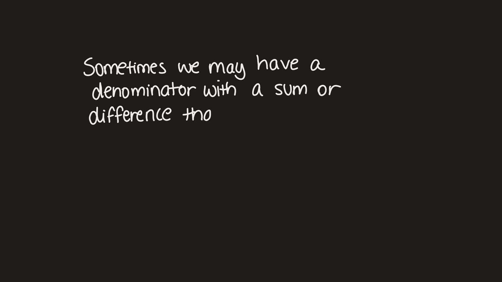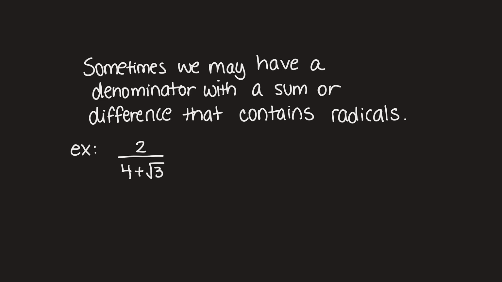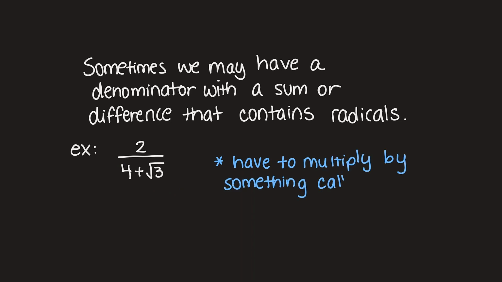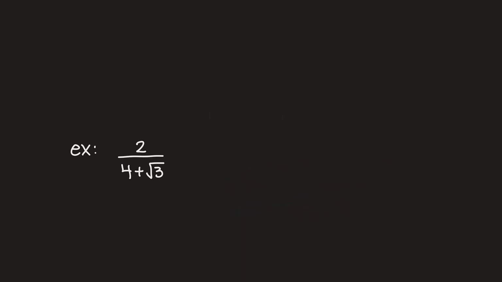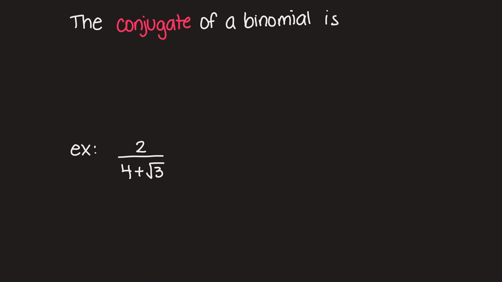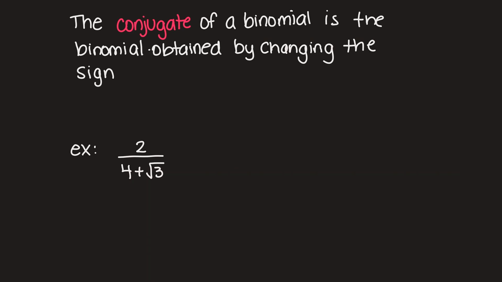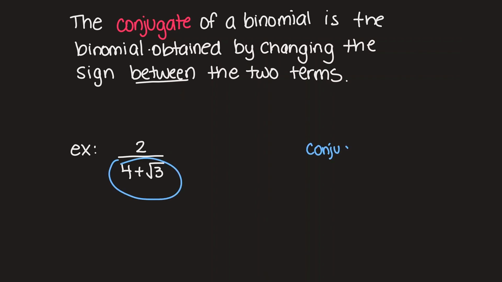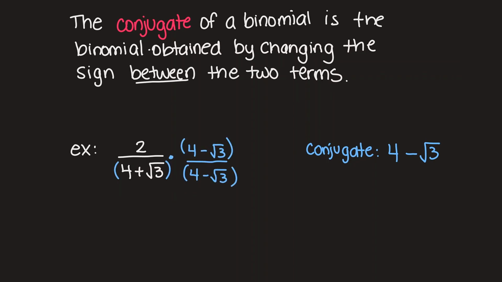So sometimes we may have a denominator with a sum or difference that contains radicals. For example, 2 over 4 plus radical 3. To rationalize a denominator as such, we will actually have to multiply by something called the conjugate. The conjugate of a binomial is the binomial obtained by changing the sign between the two terms. So the conjugate of 4 plus square root 3 is 4 minus square root 3. The product will simplify to an expression that contains no radicals. So we multiply the numerator and the denominator by this conjugate.